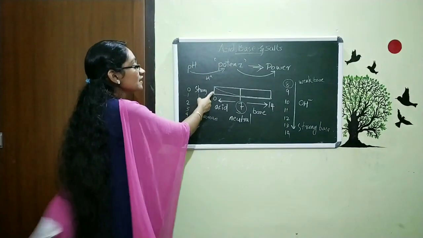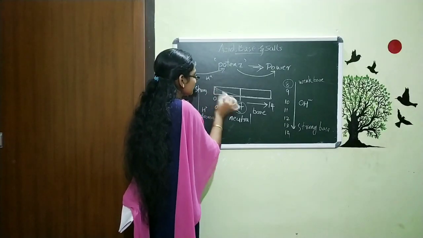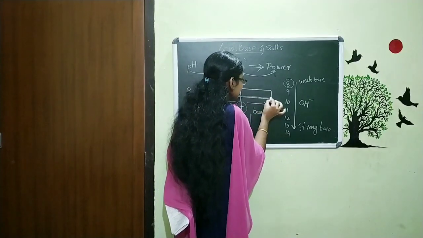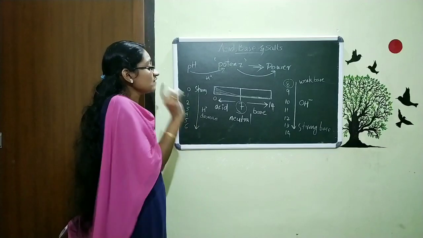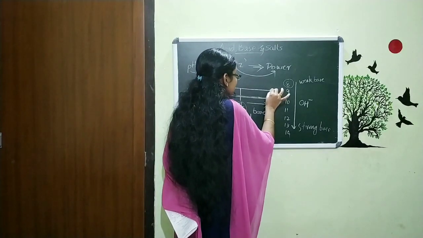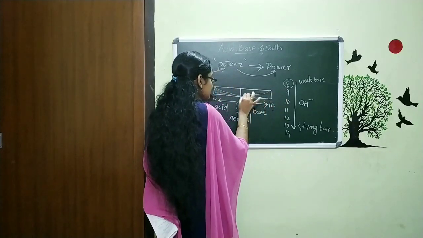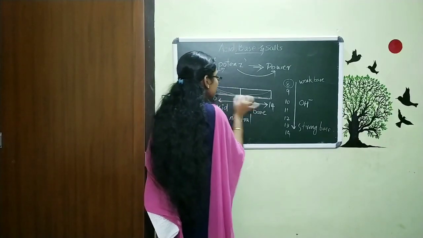So this is for the H plus ion concentration. Here it is higher, and when it moves to this value it is getting lesser, and here it is very little. And what about the OH minus? For the OH minus, at this point it is a very high value, and in a similar way it is getting decreased, and at this point it reaches a very minimum value.